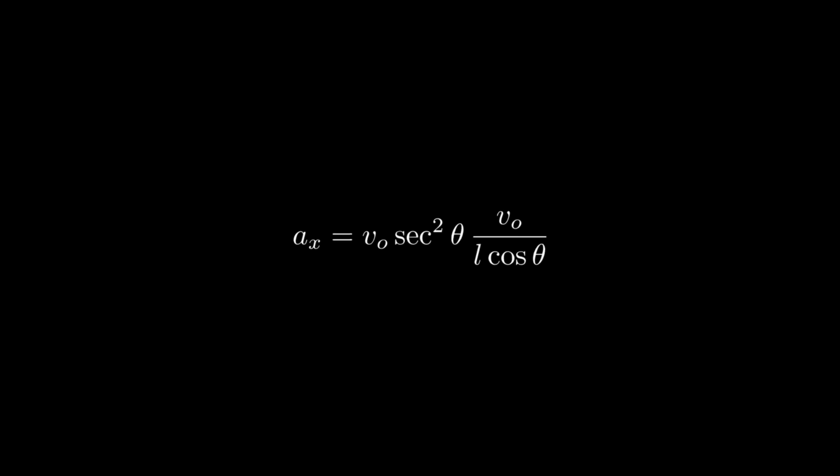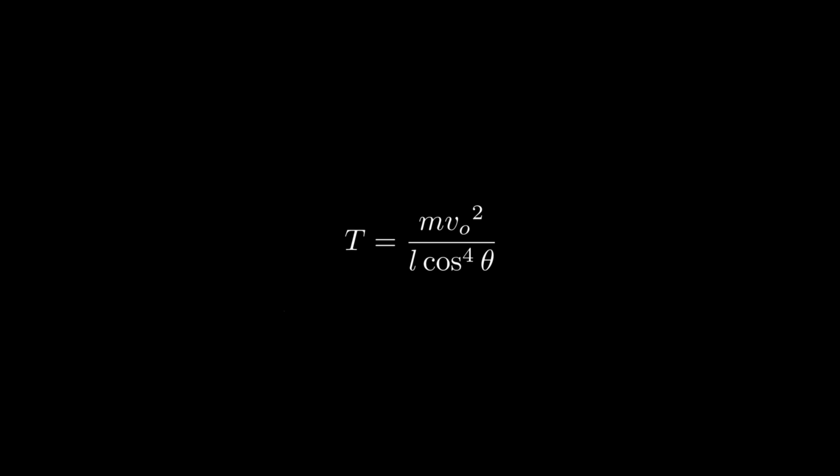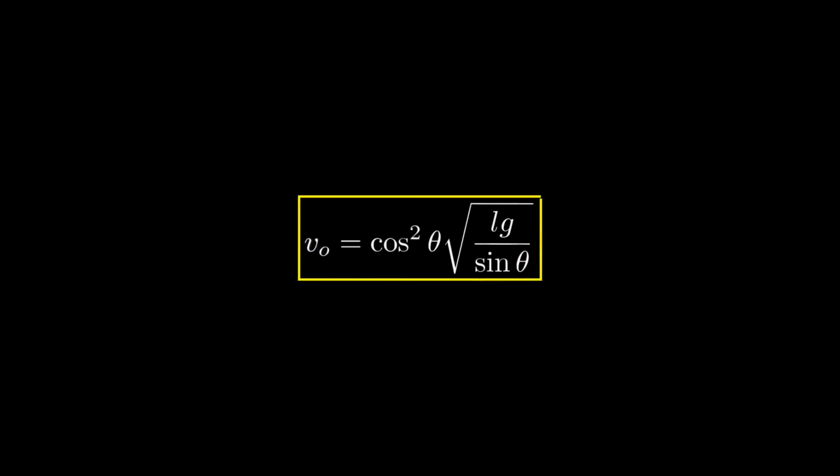Now according to our plan, we had to find the horizontal component of tension using m ax. So again, plugging in ax now, we get an equation for tension. And finally, applying the lift-off condition and simplifying the relation, we have the final expression for the minimum velocity v0.